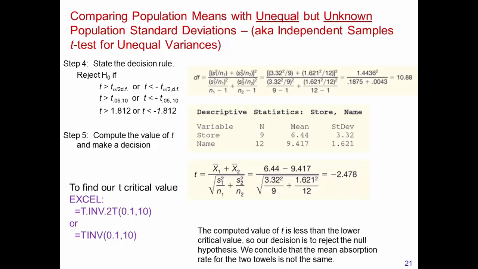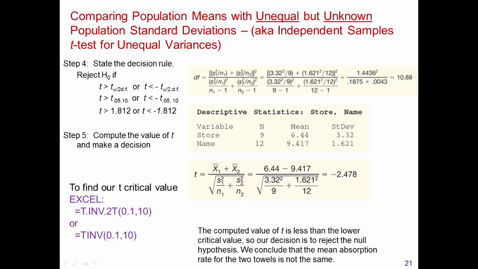Our negative t-critical value is negative 1.812. Our t-test statistic is lower than our negative t-critical value, so the computed value of t is less than the lower critical value, so our decision is to reject the null hypothesis. We conclude that the mean absorption rate for the two towels is not the same. Something is going on. Wasn't that exciting?